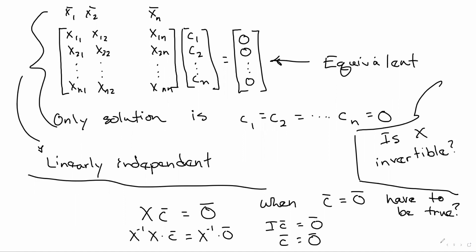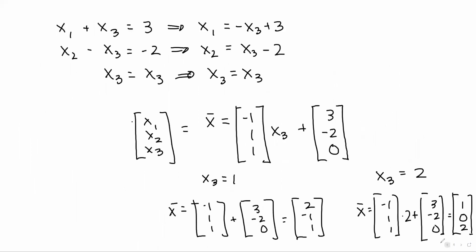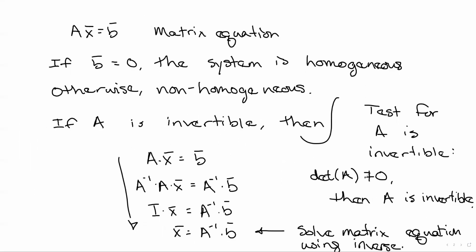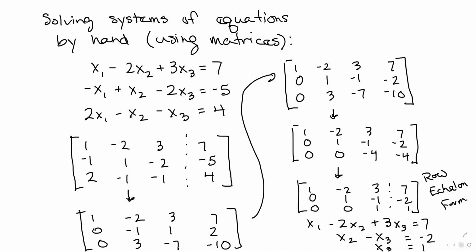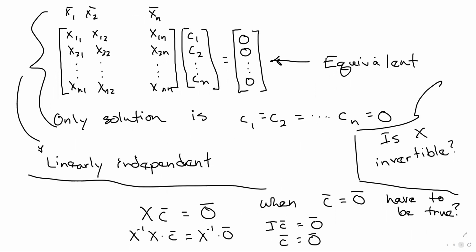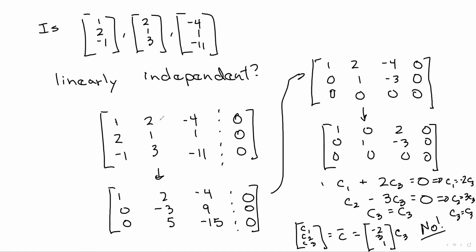All right, well, earlier we said that we have a test for invertibility. What was that test again? The determinant. If the determinant of A is not equal to 0, then that gives us a quick test for whether the matrix is invertible. So instead of doing all of these steps, we could just take the matrix here. This is x.